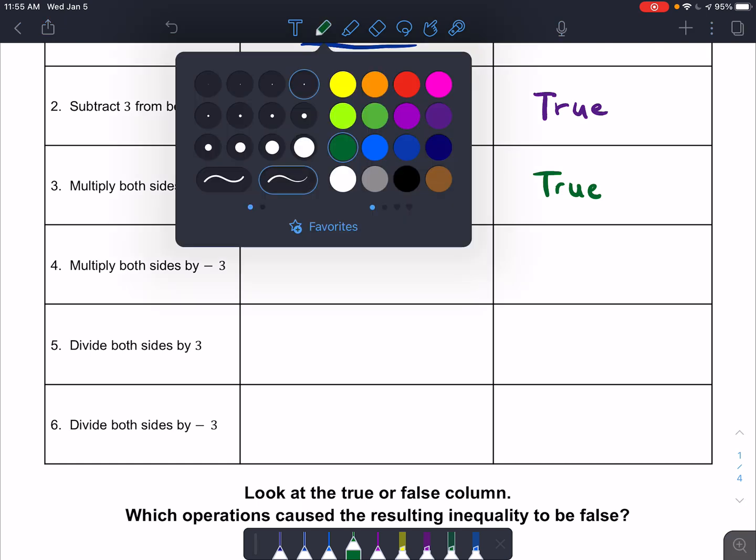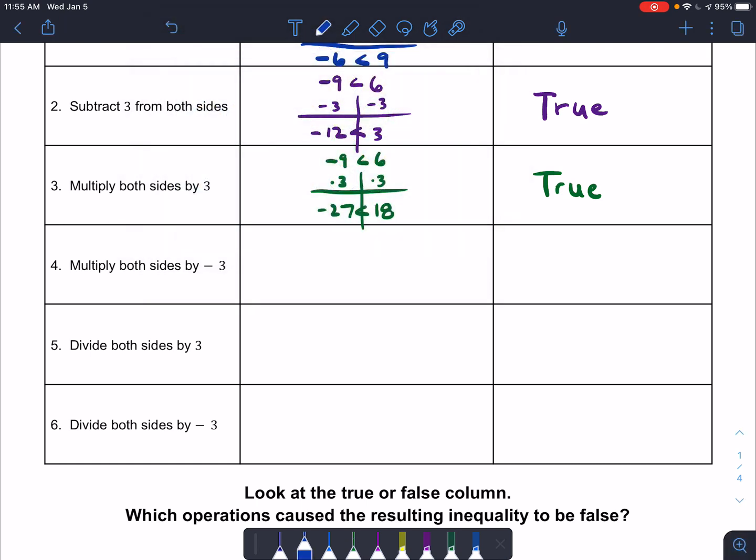Let's keep going. -9 less than 6. Now, when I multiply both sides by -3, let's take a look at what happens. -9 times -3 is positive 27. 6 times -3 is -18. Uh-oh. 27 is not less than -18. Something happened there. This one is not true anymore.